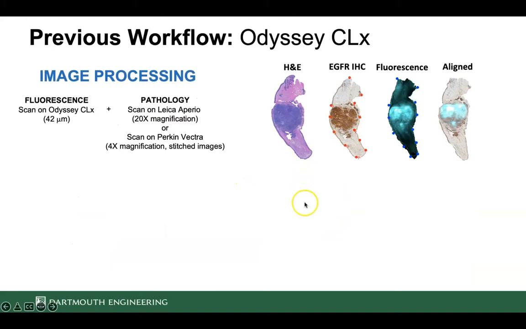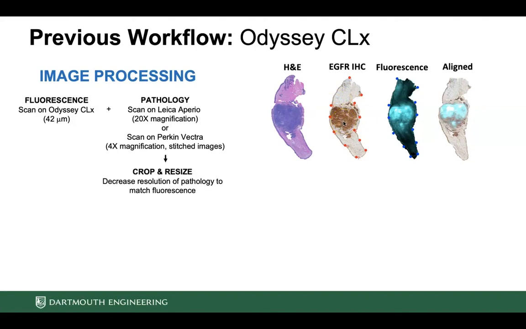Our previous workflow for doing this in a preclinical situation was using the Odyssey CLX. We collected our fluorescence images on the Odyssey CLX in both the 700 and the 800 channels, typically at 42 micron resolution, which takes several minutes to scan. We then had complementary images on consecutive tissue slices taken and scanned on the Leica Aperio, or the Perkin-Elmer-Vectra, in order to obtain digitized images of the pathology, the H&E and EGFR immunohistochemistry.